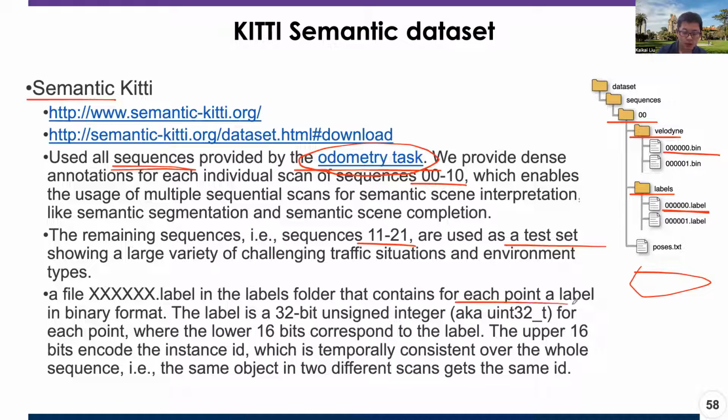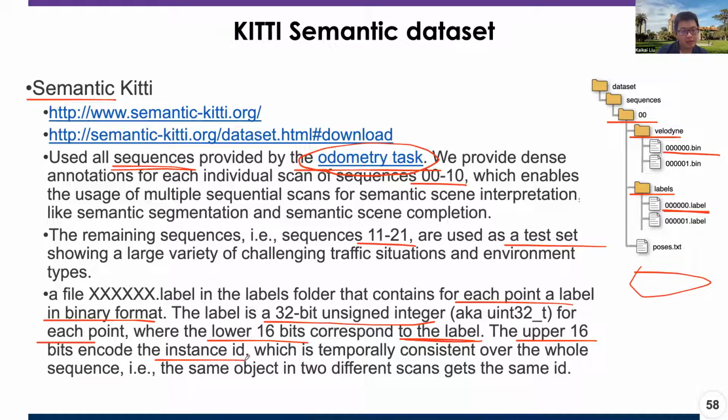So this contains the label for each point in a binary format. The label is actually a 32-bit unsigned integer for every point. So for every laser point, you will have a 32-bit unsigned integer. The lower 16 bits are the label. So it's like talking about, for example, what's the class? Maybe this is ground. Maybe this is a car, right? That is the label. The upper 16 bits are the instance ID.